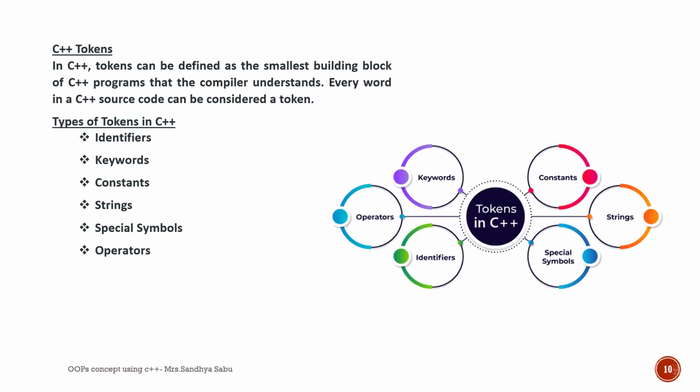Tokens. Here is a diagram of tokens. Tokens constitute keywords, operators, identifiers, special symbols, strings, and constants. All those things come under the category of token. So what is a token? A token is nothing but the smallest building block of a program.